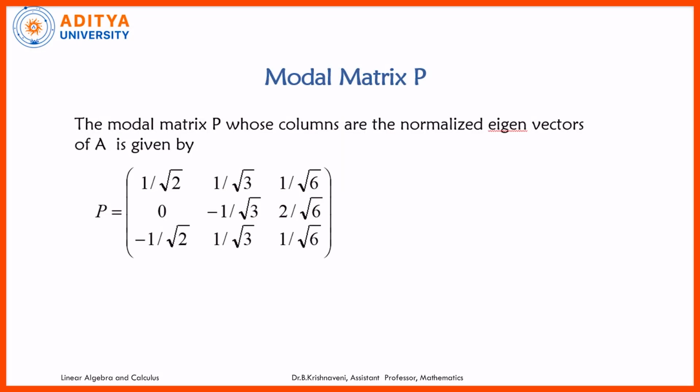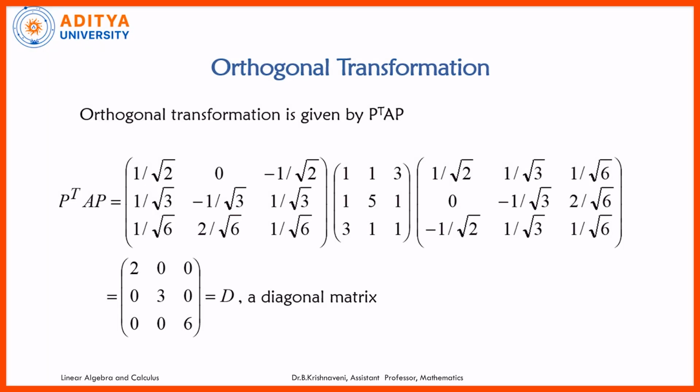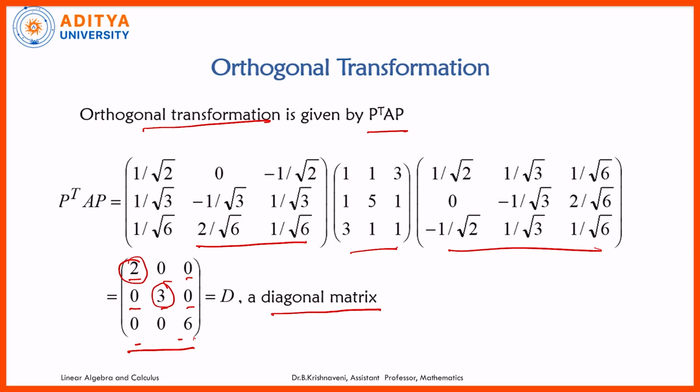Hence, now we can write the model matrix whose columns are normalized eigenvectors, which is given by P equal to 1 by root 2, 0, minus 1 by root 2, 1 by root 3, minus 1 by root 3, 1 by root 3, 1 by root 6, 2 by root 6, 1 by root 6, where each column is nothing but a normalized eigenvector. Now, the orthogonal transformation is given by P transpose AP. So, write down what P transpose is. A is the given matrix, P. Calculating the multiplication of these 3 matrices, you get the resultant matrix 2, 0, 0, 0, 3, 0, 0, 0, 6. That is, we got a diagonal matrix in which the diagonal elements are eigenvalues.